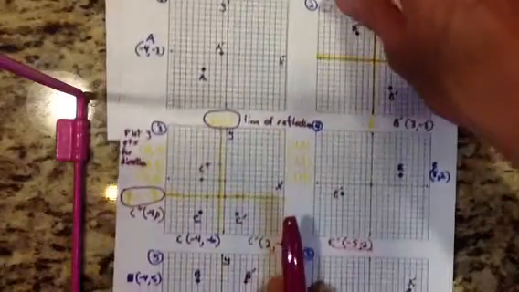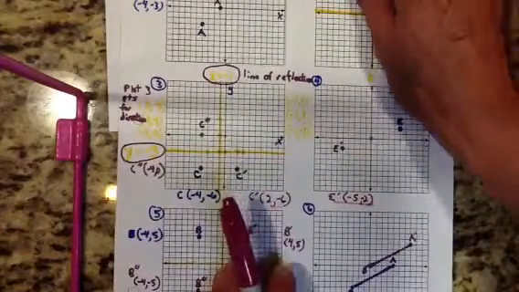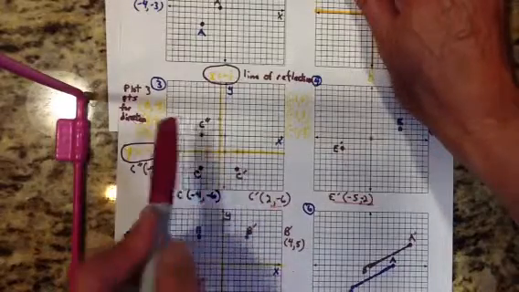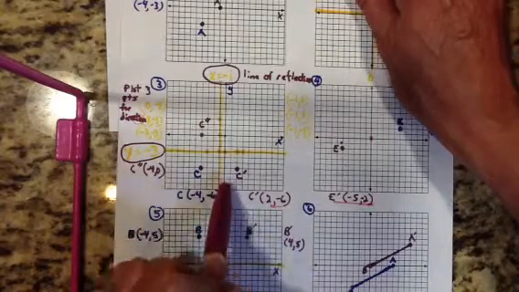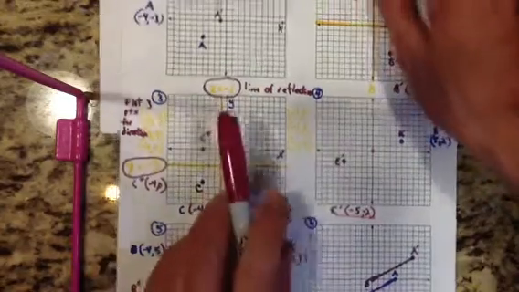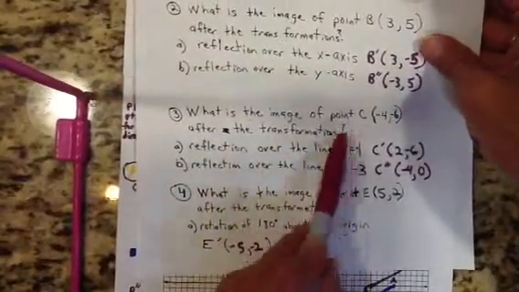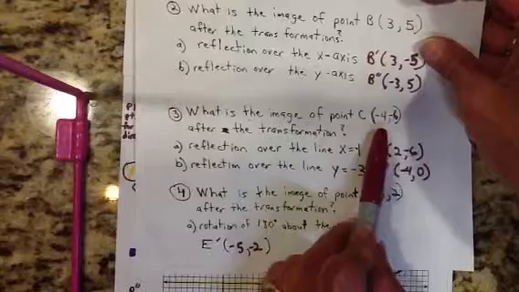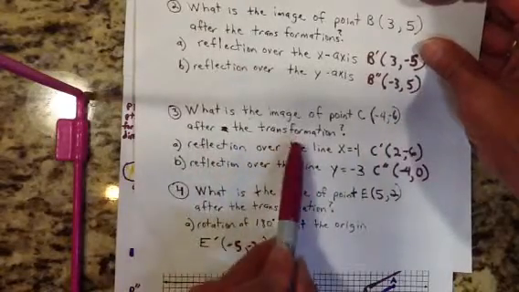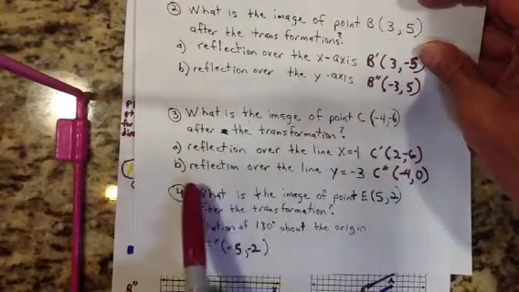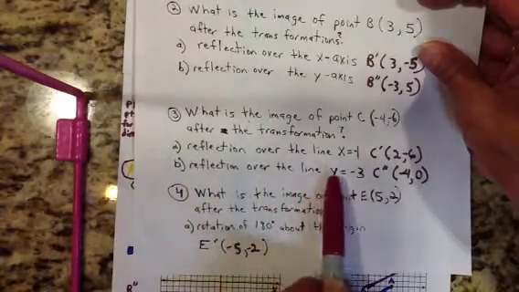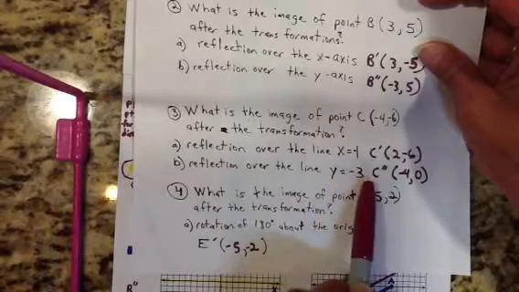Okay? Now, number 3 is a little harder because your lines of reflection are not your XY axes. So, in number 3, let's look at the question. What is the image of point C if point C is at -4, -6 after the transformation reflection over the line x equals -1, and then part B, reflection over the line y equals -3? All right, well, let's look at that.